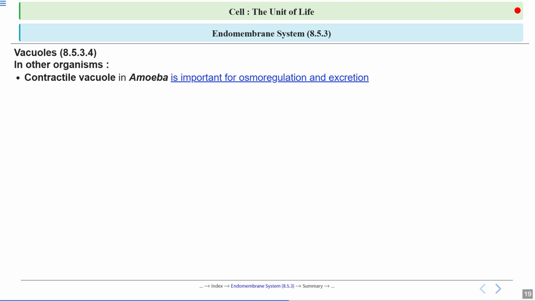And what is the function of the contractile vacuole? It is important for osmoregulation and excretion. Clear? So, you have to remember the function of this contractile vacuole. By osmoregulation, this amoeba can maintain homeostasis.